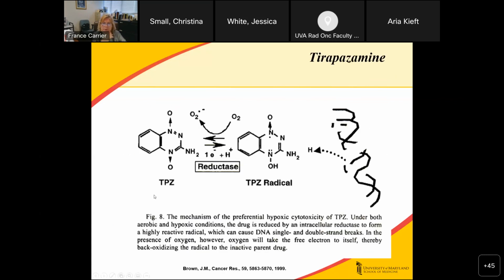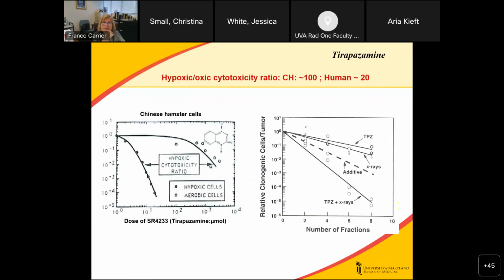So the way it works is the TPZ, or tirapazamine, can be reduced in normoxic as well as hypoxic cells, because as long as you have enzymes like cytochrome P450 present, it will be reduced. What happens, though, is that if oxygen is present, the reaction will reverse: the oxygen itself takes this free electron and reverses tirapazamine to its inactive form. So it is only active if oxygen is not present, leading to the double strand break, and then it is effective as a radiosensitizer.